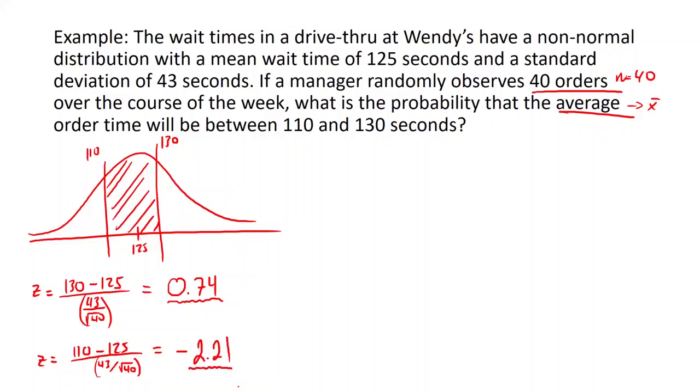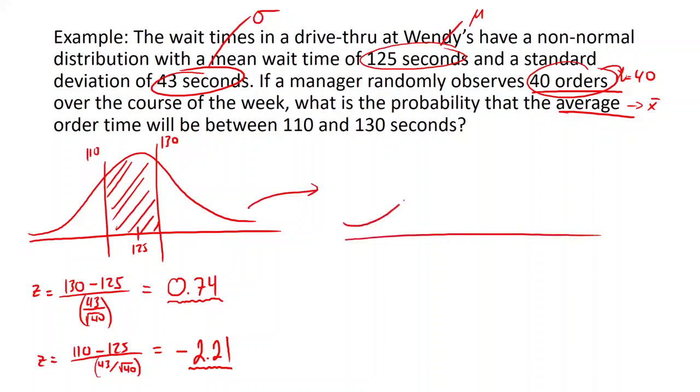So using those formulas, this denominator is the same as that one. It's 43 over root 40. I just ran out of room down there at the bottom. Right, because this is the mean, this is the standard deviation, and this is your n. Okay. All right, so then you have two z-scores.